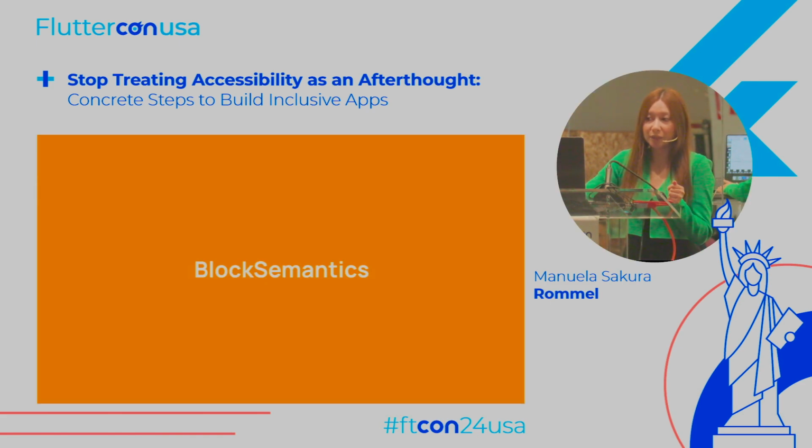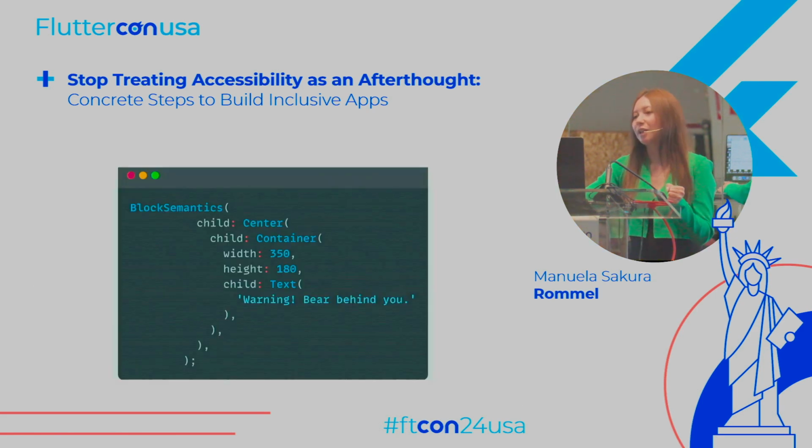Then there's BlockSemantics, which blocks out the semantics information of everything that is behind that widget. For instance, it's great for pop-ups, where you only want to hear the information there. It's also a wrapper widget. You wrap it around your pop-up, and then only that text is being read out.